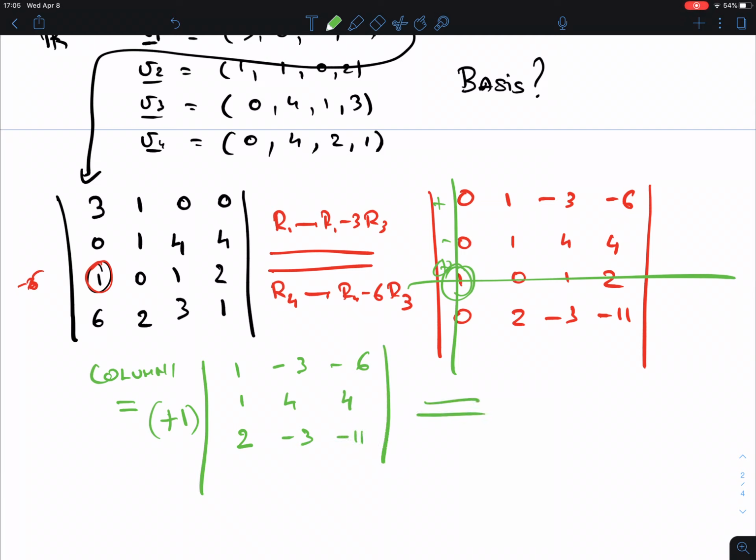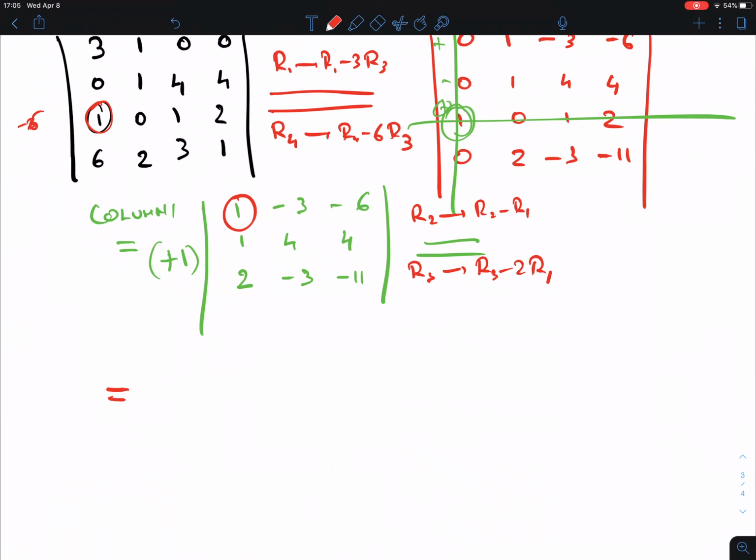Again, let's do row reduction. So what I have in mind here is using this pivot now. Row 2 minus row 1, and row 3 minus 2 times row 1. What I get, I'll do it down here. So 1, negative 3, negative 6. I get a 0. So I'm multiplying this with negative 1, right? So this is 7, 10. And now I'm multiplying with negative 2, 0, 6 minus 3 is 3, and then 12 minus 11 is 1, okay?